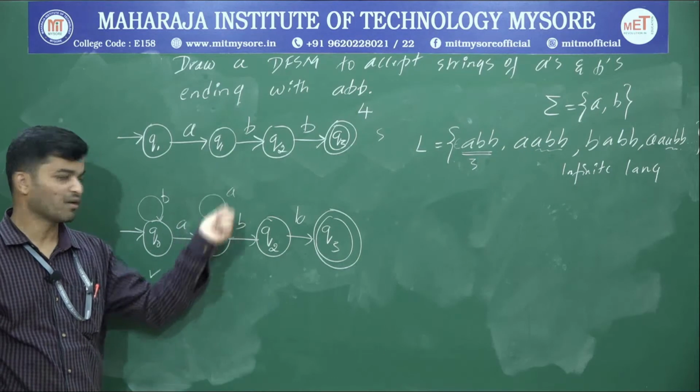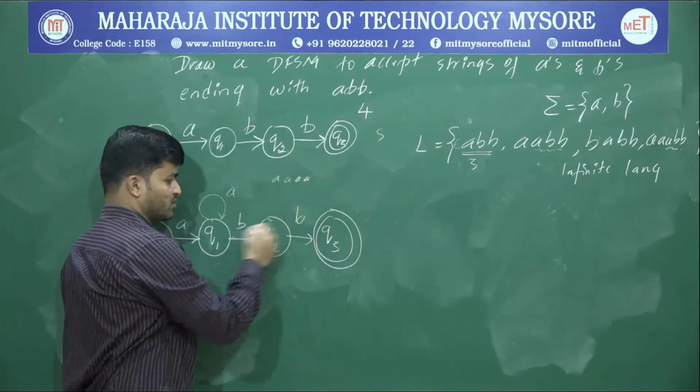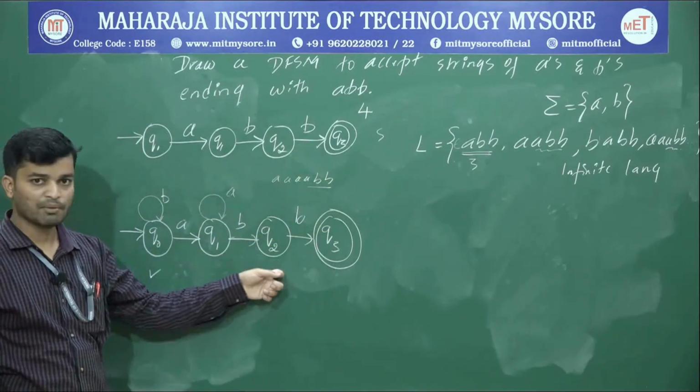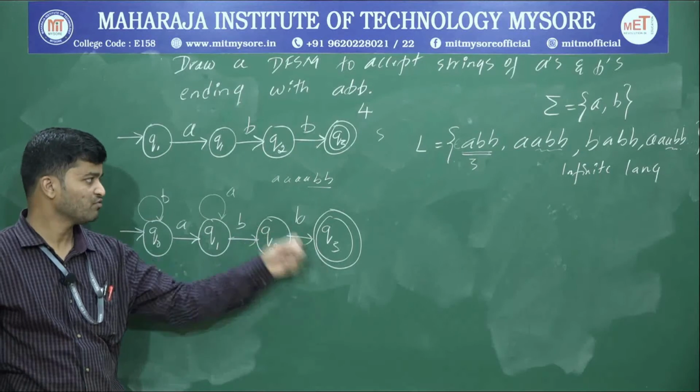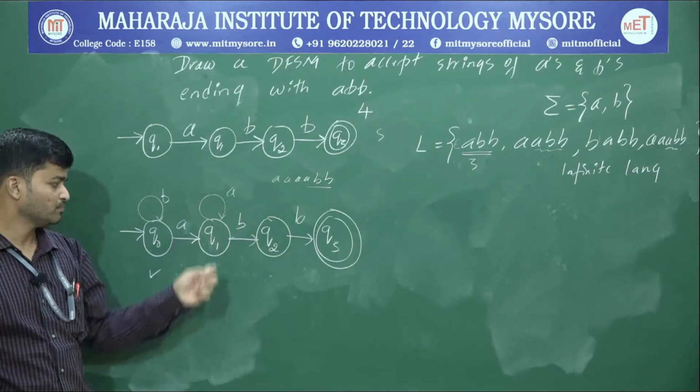Okay, 1A, then n number of A's, next BB. So it is ending with ABB. That is our requirement, ending with ABB before going to the accepting state. Therefore this loop is going to become a valid option.